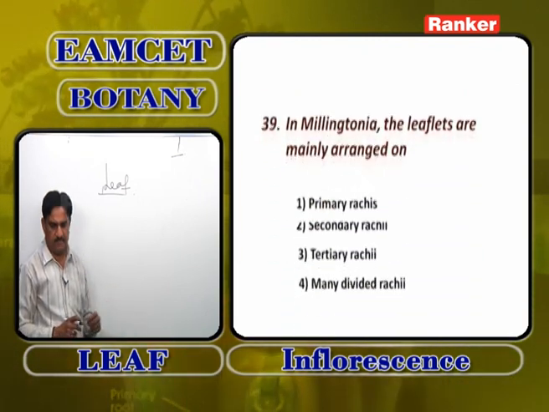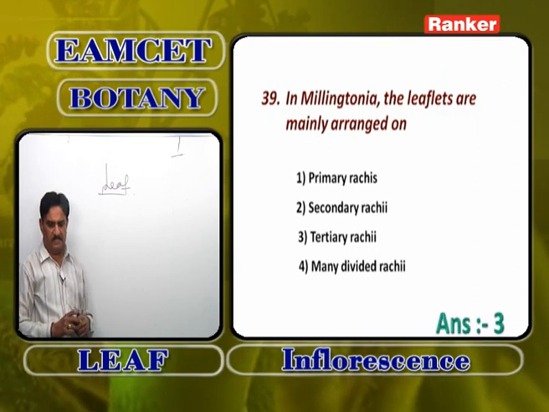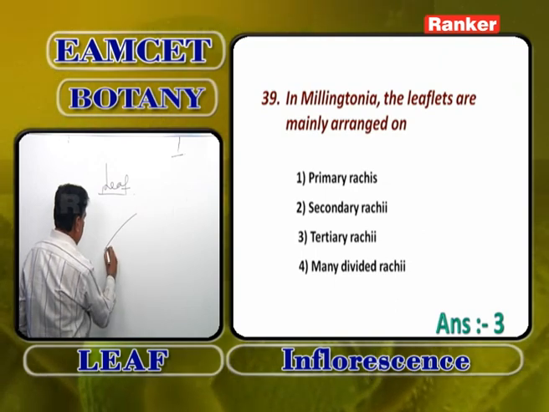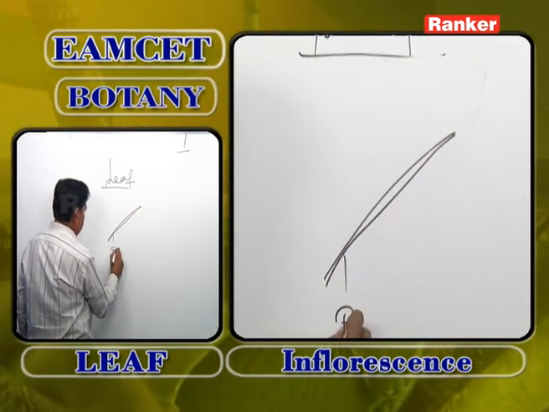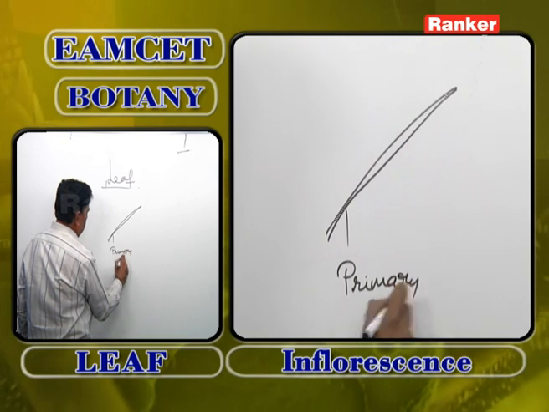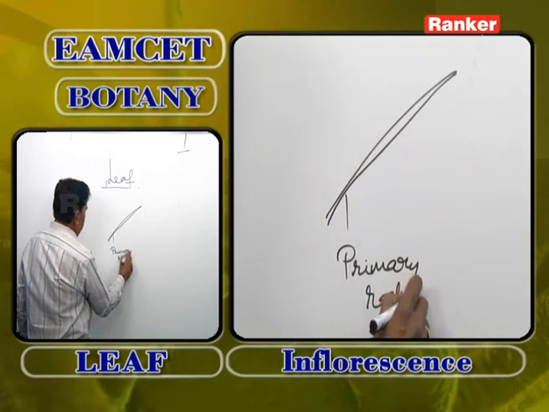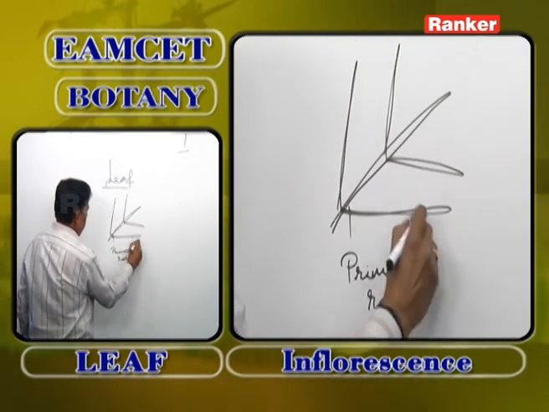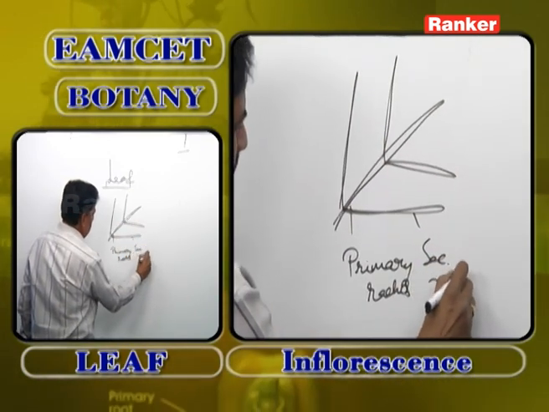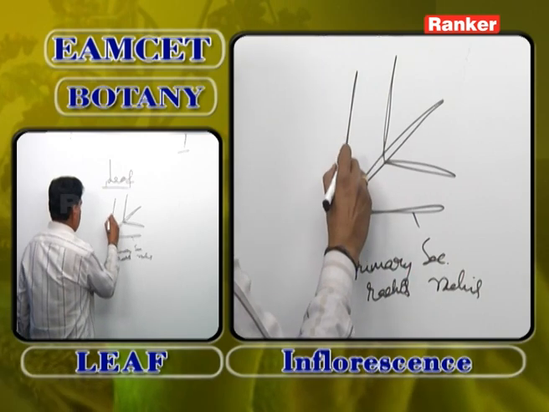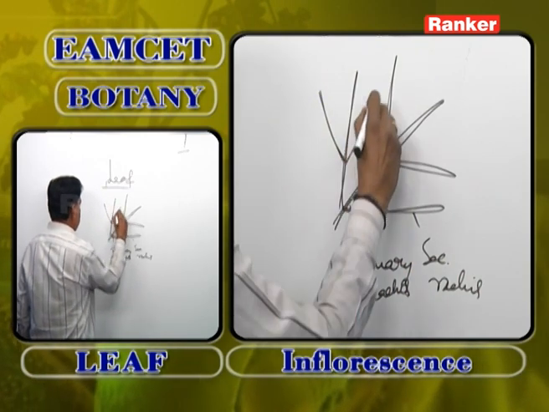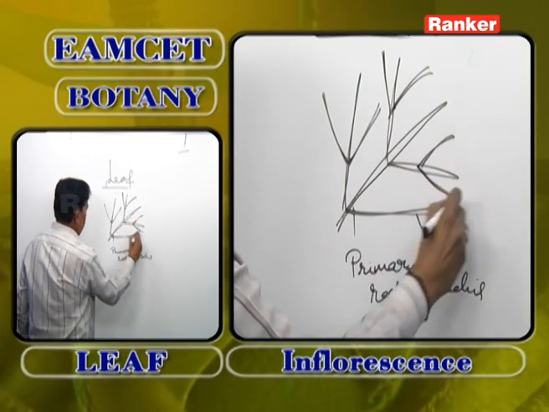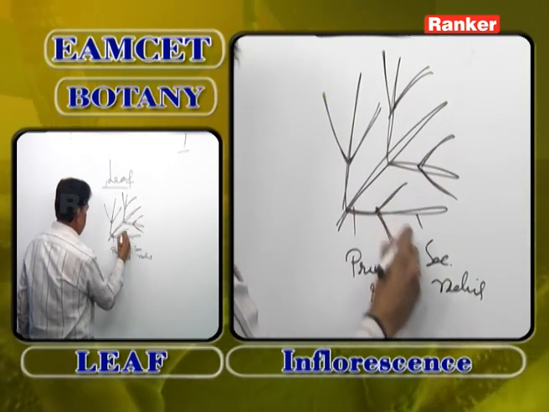Next. In Millingtonia, the leaflets are arranged in a special way. Millingtonia shows first a primary rachis. On this primary rachis, slowly secondary rachis are produced. On this secondary rachis, slowly tertiary rachis are produced.